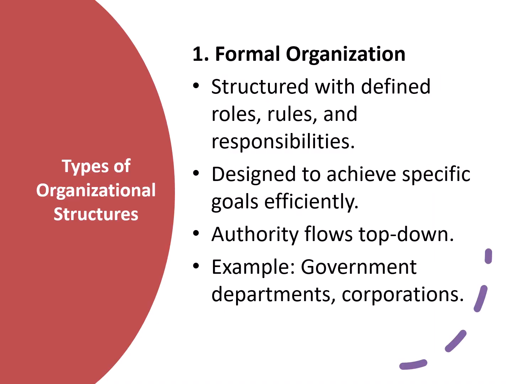There are different types of organizational structures, each designed to meet specific needs and goals. The first type is the formal organization, which is structured with clearly defined roles, rules, and responsibilities, designed to efficiently achieve specific goals. Authority flows from the top down, as in government departments and corporations.